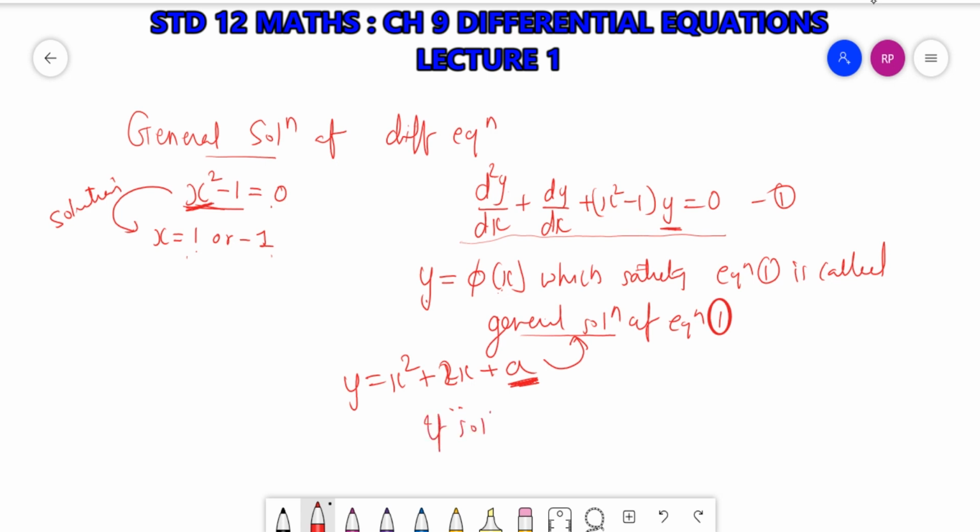If it is having a constant term, then it is called general solution. If solution doesn't include constant term, then it is particular solution. Okay, so remember the particular solution will never have any constant.